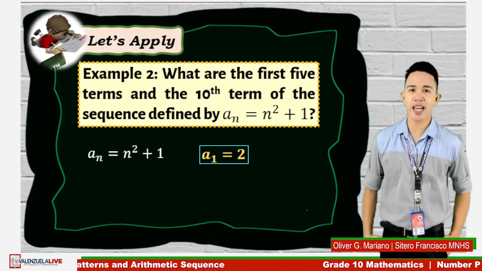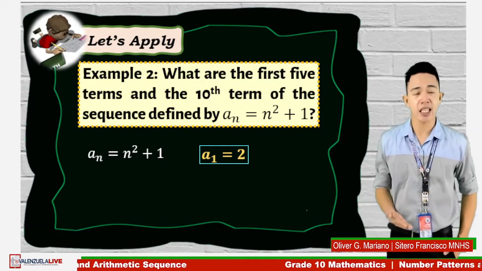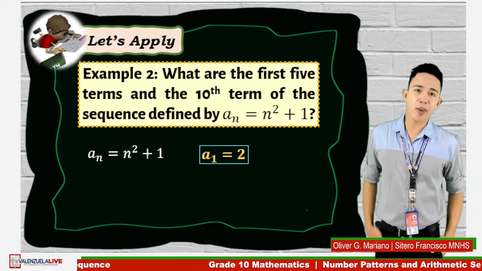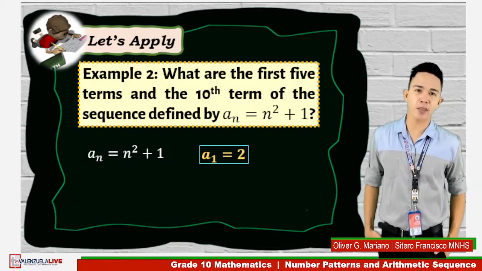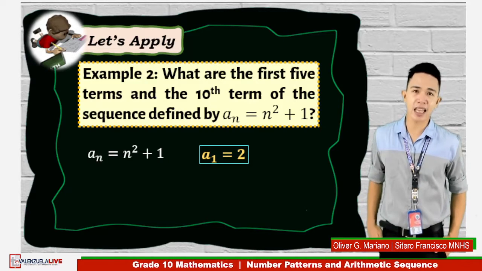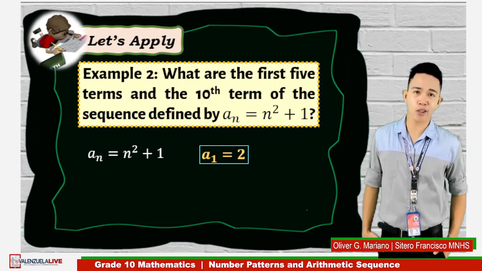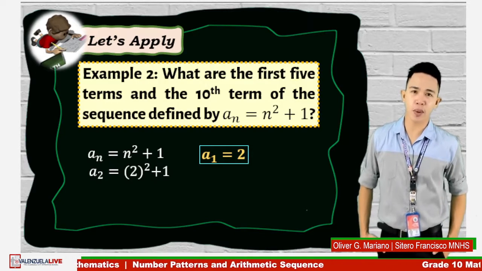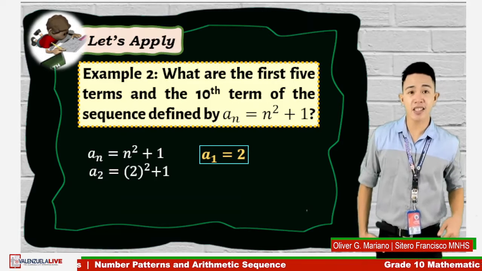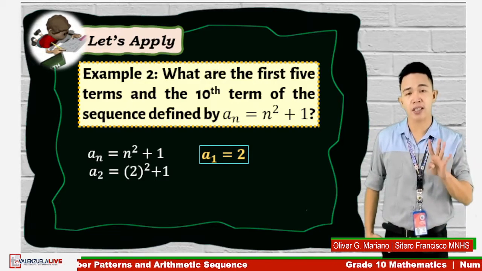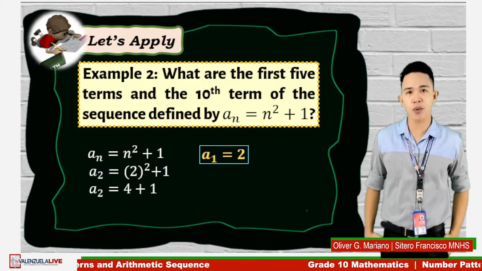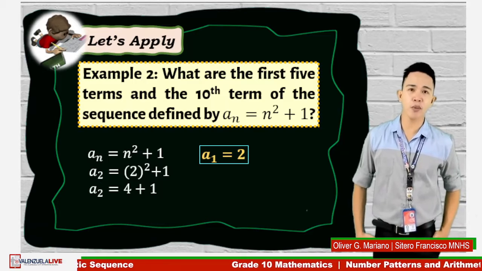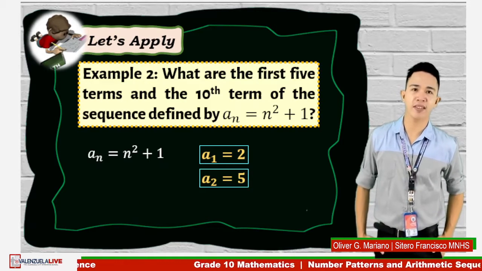Next, let's find the second term. To begin, we write the general term, which is a sub n is equal to n squared plus 1. Since n is equal to 2, by substitution, we have a sub 2 is equal to 2 squared plus 1. The square of 2 is 4. So we obtain a sub 2 is equal to 4 plus 1. Hence, a sub 2 is equal to 5.